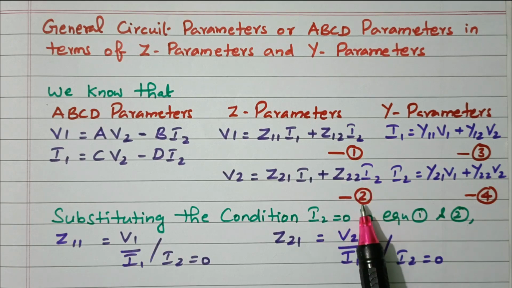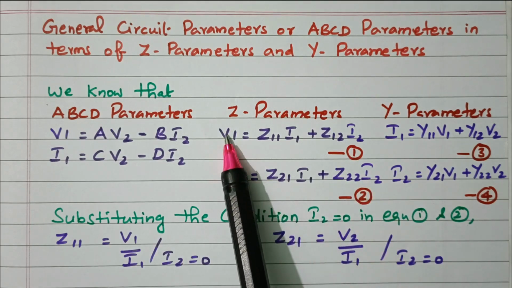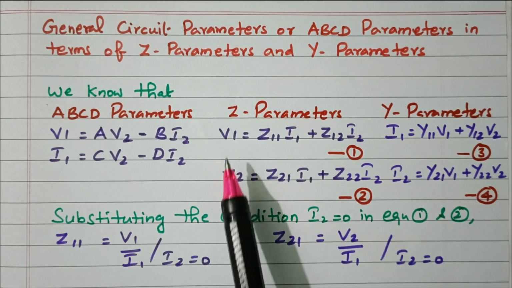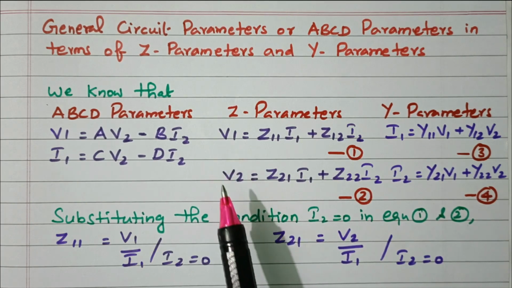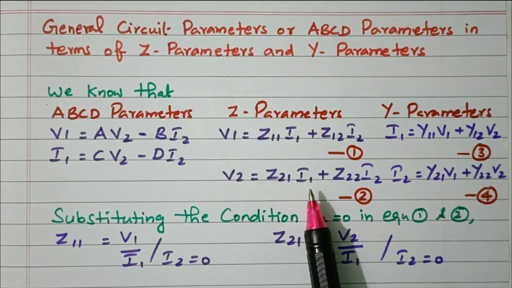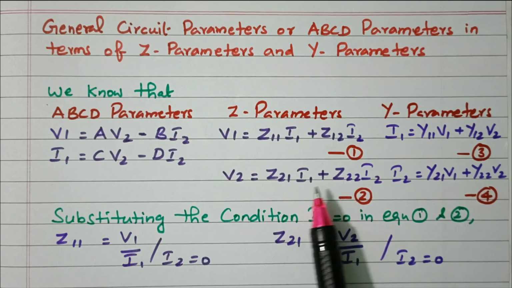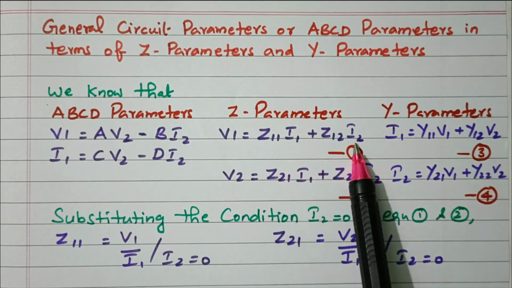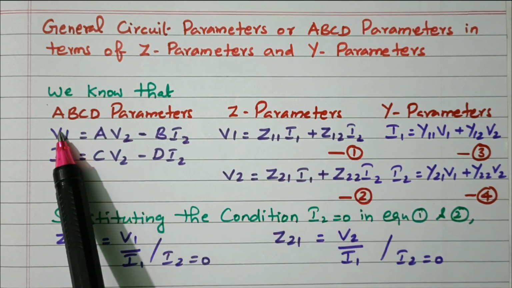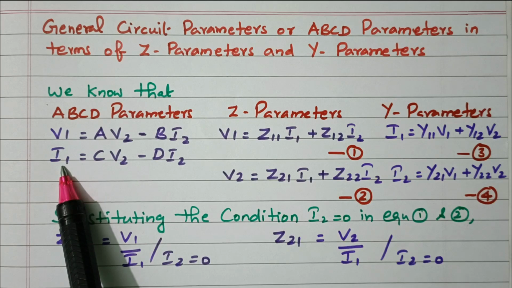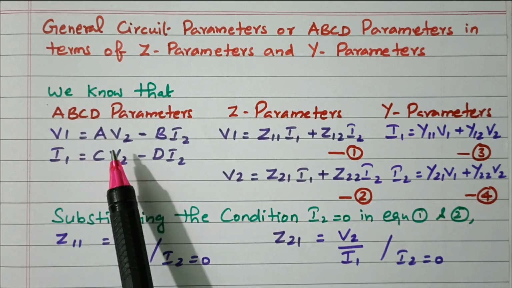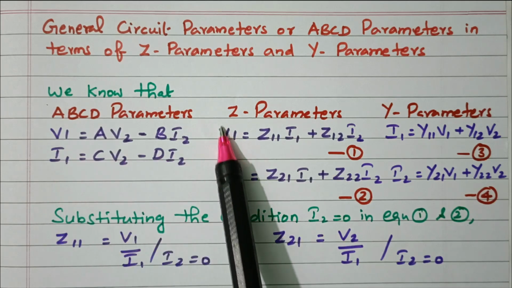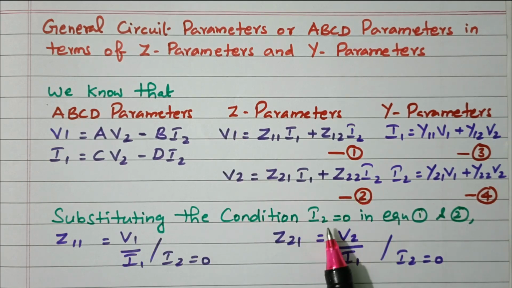Just take this equation 1 and 2. Here input and output voltage is expressed in terms of input and output current. V1 and V2 are expressed in terms of I1 and I2. Here both are available, V also available, I also available. Here voltage is expressed in terms of current.